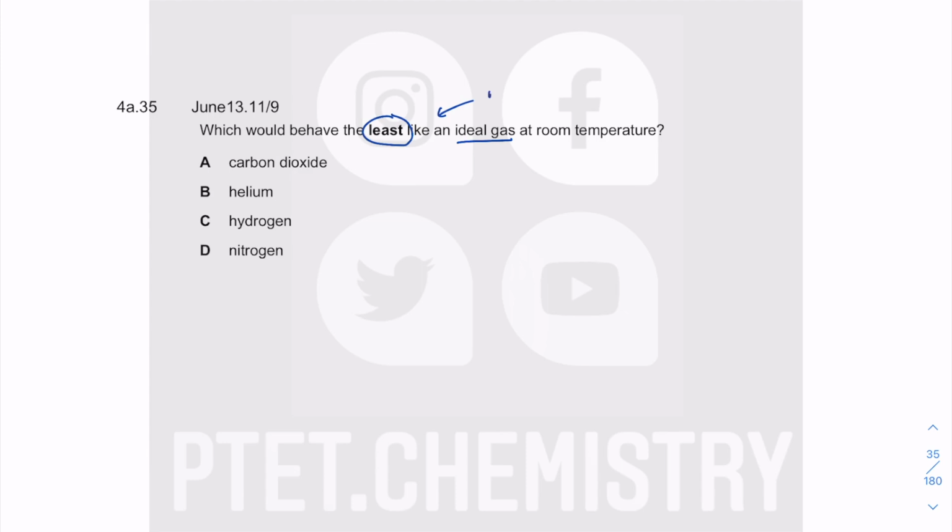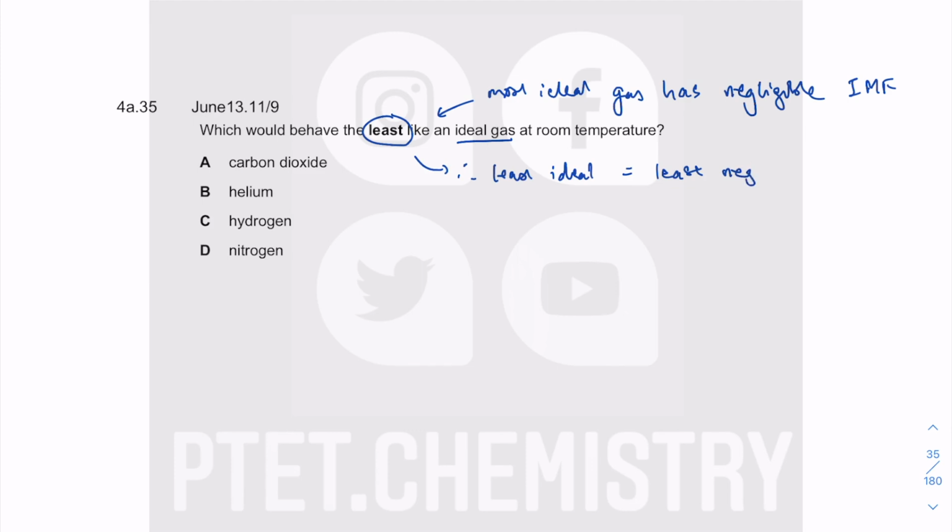So again, the most ideal gas has negligible intermolecular forces. So least ideal would mean the least negligible. Therefore least ideal means the least negligible IMF, meaning the strongest intermolecular forces. All right, strongest intermolecular forces.